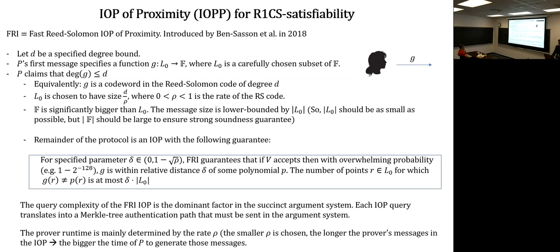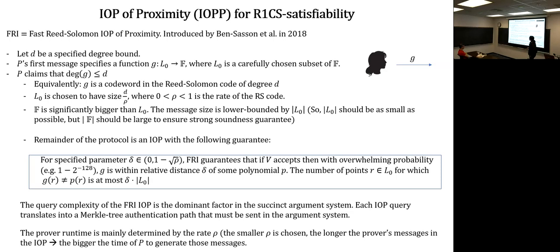Here I wanted to draw your attention to constructing ZK-SNARKs from IOPs of proximity. One of the currently existing IOPPs, interactive oracle proofs of proximity, is the so-called FRI protocol. It's the Fast Reed-Solomon interactive oracle proof of proximity, which was constructed in 2018. The idea of this IOPP protocol is closely related to Reed-Solomon encoding. Let d be a specified degree bound, and the prover's first message is specified by a function from some carefully chosen subset L0 to F, the finite field. The prover claims that the degree of this polynomial g is upper bounded by some d.